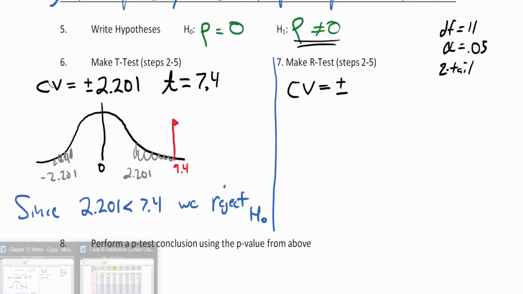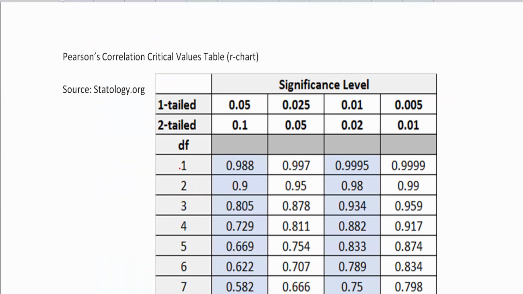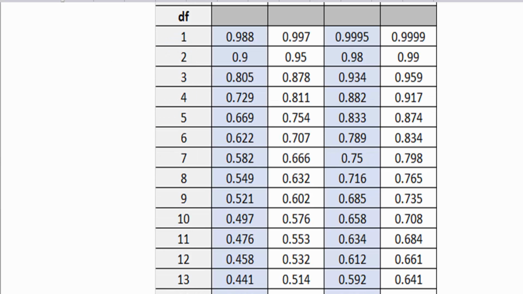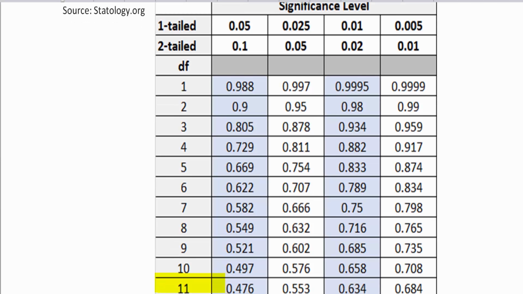So let's go take a look again at our chart. Now this is the T-chart, so on the other page is the Pearson correlation critical value table, known as the R-chart. So we're going to go to 11 degrees of freedom. So there's 11 degrees of freedom. And I have now two-tailed 5%. So that means plus or minus 0.553. If your R value is bigger than this or lower than the negative number, in case it's a negative correlation, we get to reject the null hypothesis.